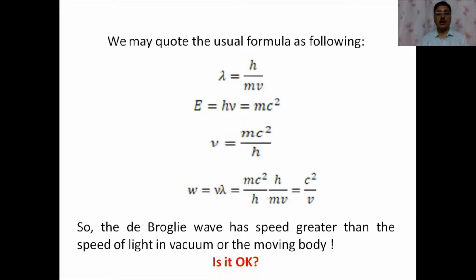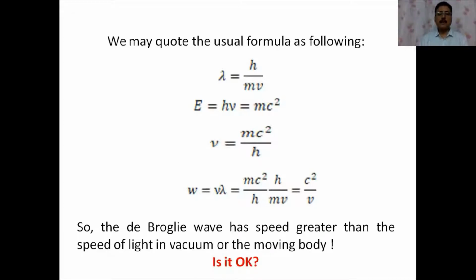Now, the question is, the de Broglie wave here has a speed greater than the speed of light in vacuum? Greater than the speed of light in vacuum. Now, this is unreasonable. Now, we need to look into a different perspective. But initially, let us understand two things. There are two speeds here.